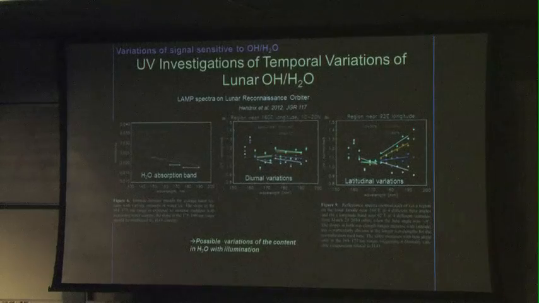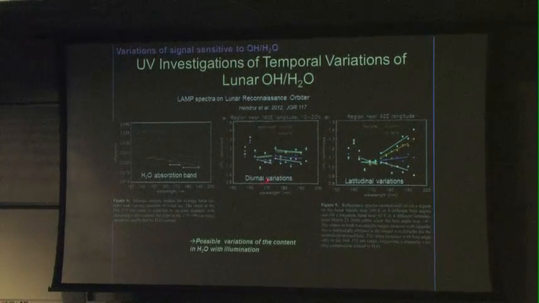All right. There have been similar investigations of temporal variations in the ultraviolet as well, with the LAMP instrument. So again, this is the absorption band of H2O, and the slope between 165 and 175 nanometers is very sensitive to the absorption band of H2O. And this is a slope, and this is a slope here. This one is for variations as a function of latitude, and we see the slope becomes more positive as latitude increases. So this is consistent with the results from the near infrared.